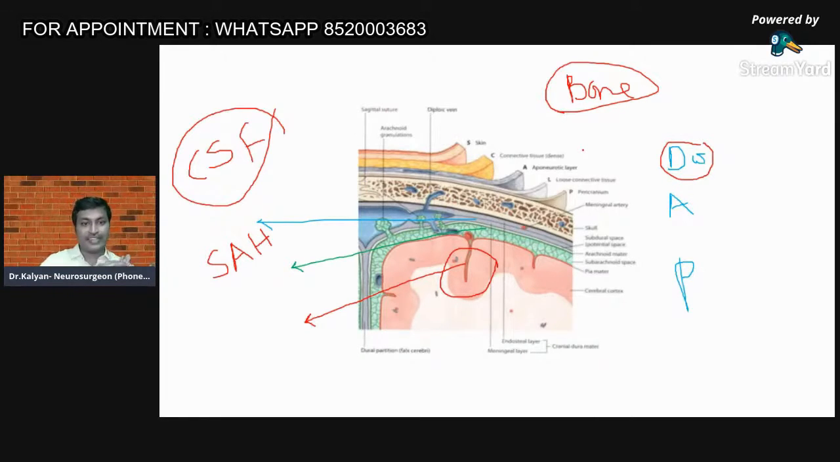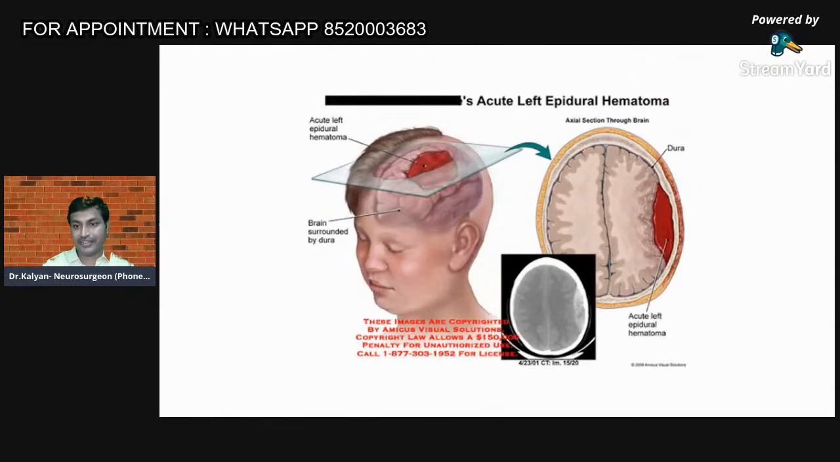So the blood outside the three membranes is known as the extradural bleed. And the blood between the dura mater and the arachnoid mater is known as the subdural blood. The blood between the pia mater and arachnoid mater is the subarachnoid bleed. So let's make it clear.